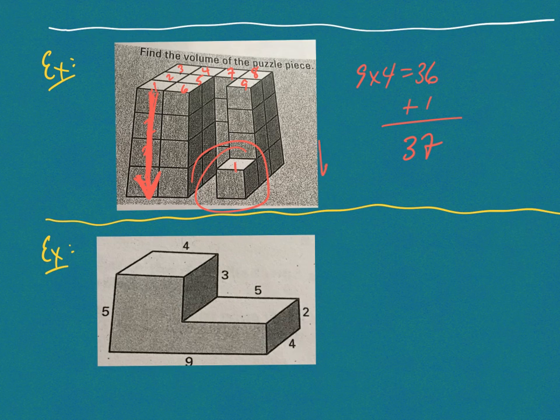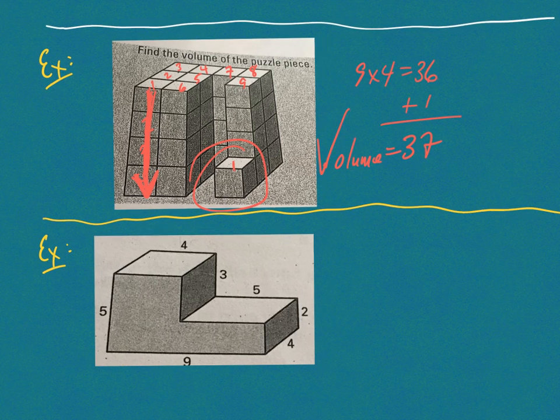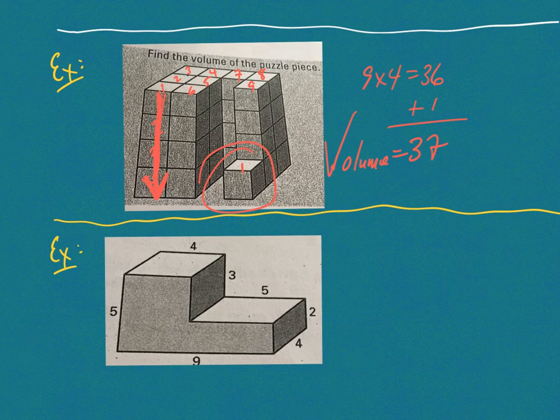And what we'd start to call that is the volume of the shape. Whatever, there's no measure on this. We don't know if these are inches or whatever. So we could call this 37 cubic units. Okay? So that would be something we may have done in elementary school.